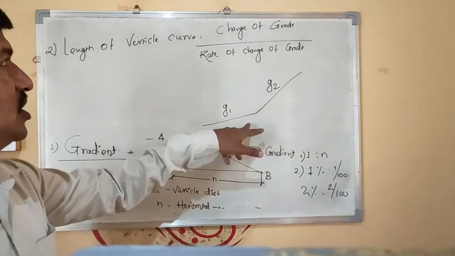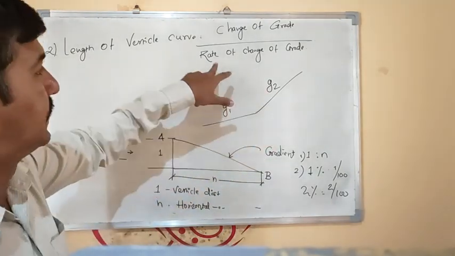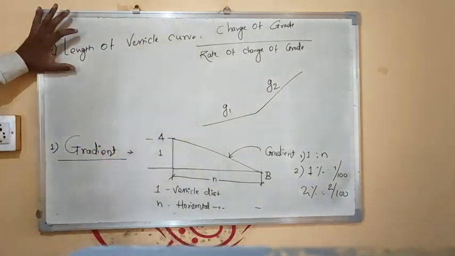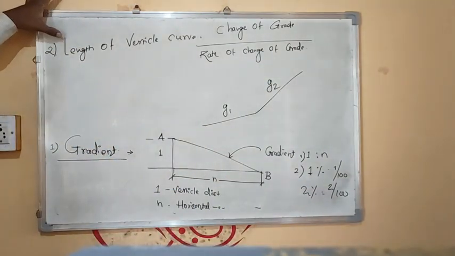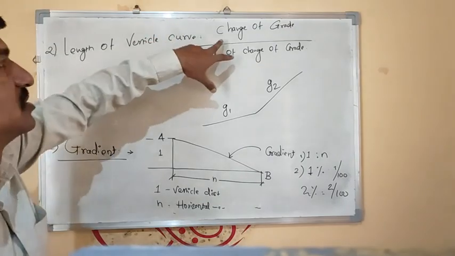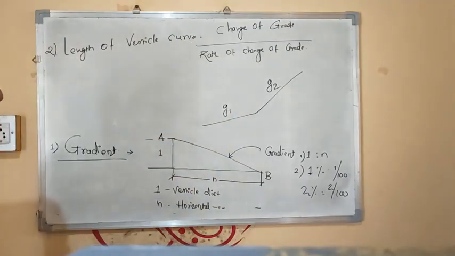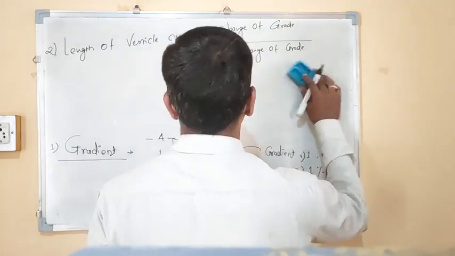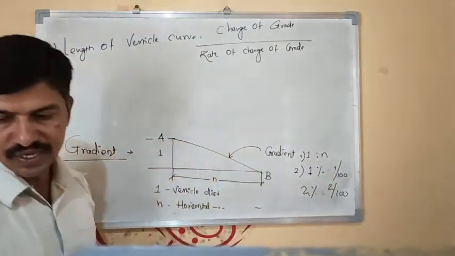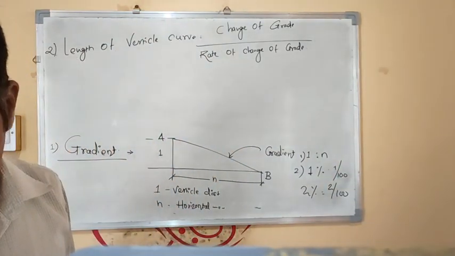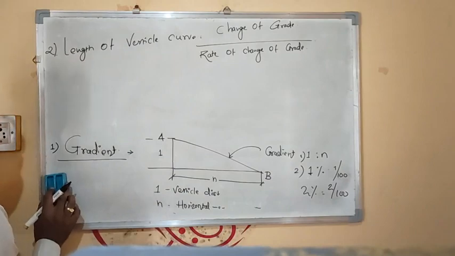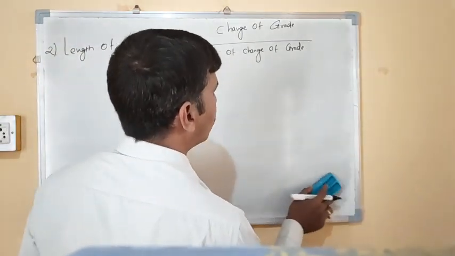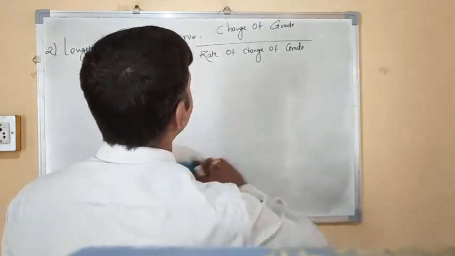So the change of grade from G1 to G2, divided by the rate of change of grade, is again an important component when we express the vertical curve. Length of vertical curve will be expressed in terms of change of grade upon rate of change of grade. For example, if we take a small numerical based on it, we require to find out the length of a curve by using this data.